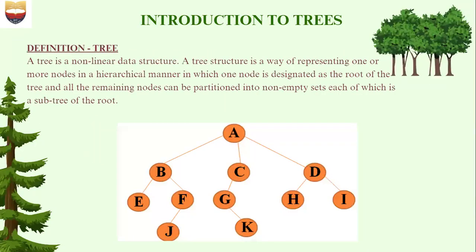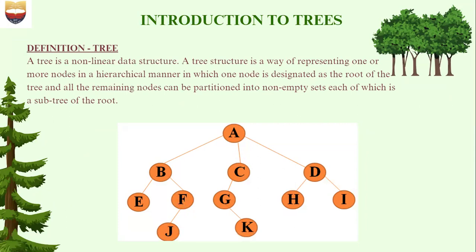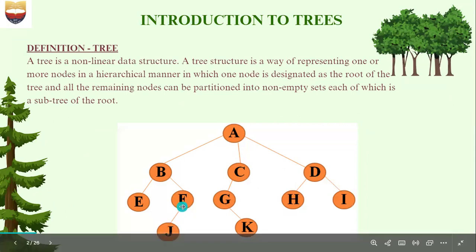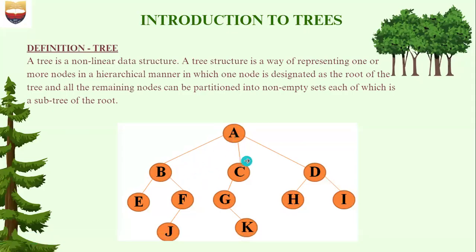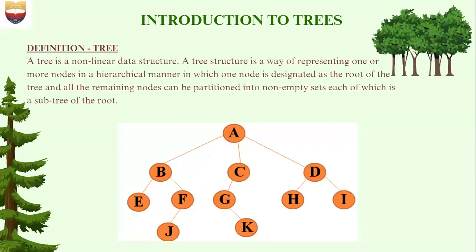Again, you come to this diagram. If you take the node F, it has only one child, that is left child J. Therefore, degree of F is 1. And if you take the root node, it has 3 children B, C, D. Therefore, degree of root node is 3. If you take any particular leaf node, we can say that degree of each and every leaf node is 0 because they don't have any children.